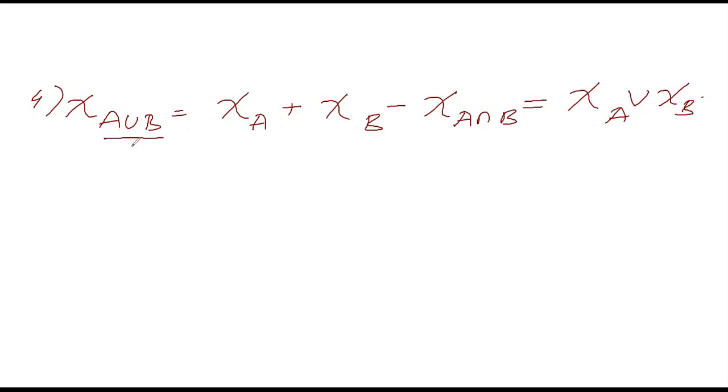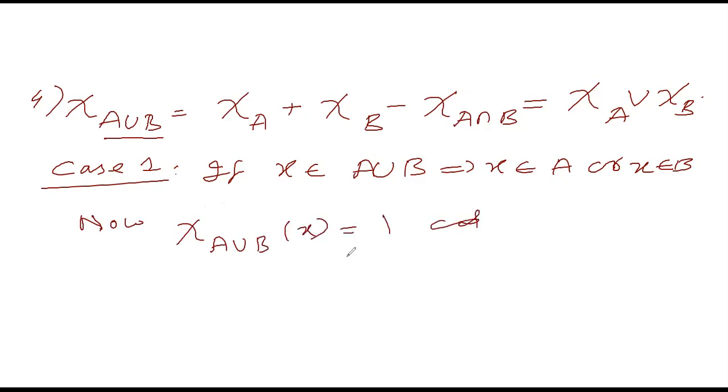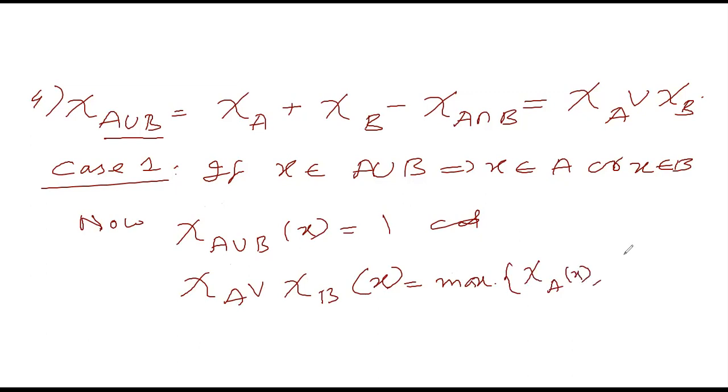So let's take the first case, case 1. If x belongs to A union B, this implies x belongs to A or x belongs to B. Now let's find chi of A union B of x, which is equal to 1, and the join of chi A and chi B, or you can say the maximum value of chi A and chi B at x. By definition it is the maximum of chi A of x and chi B of x.